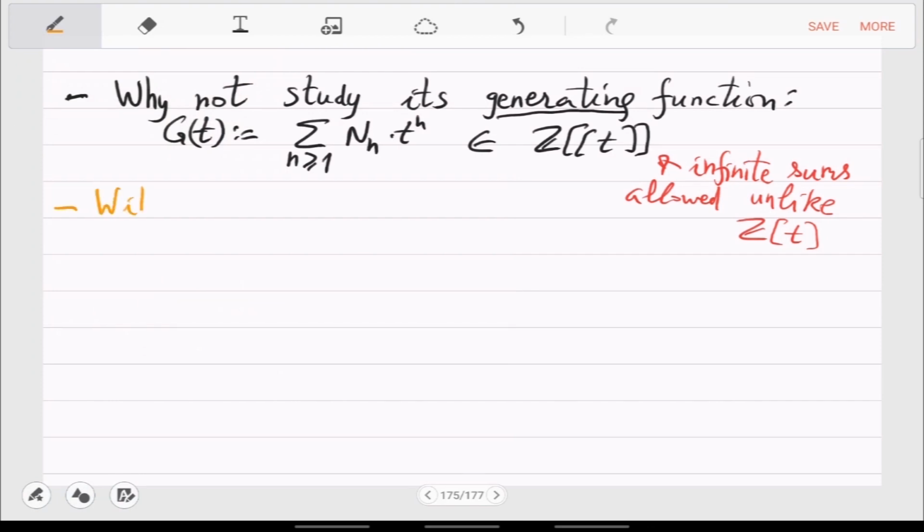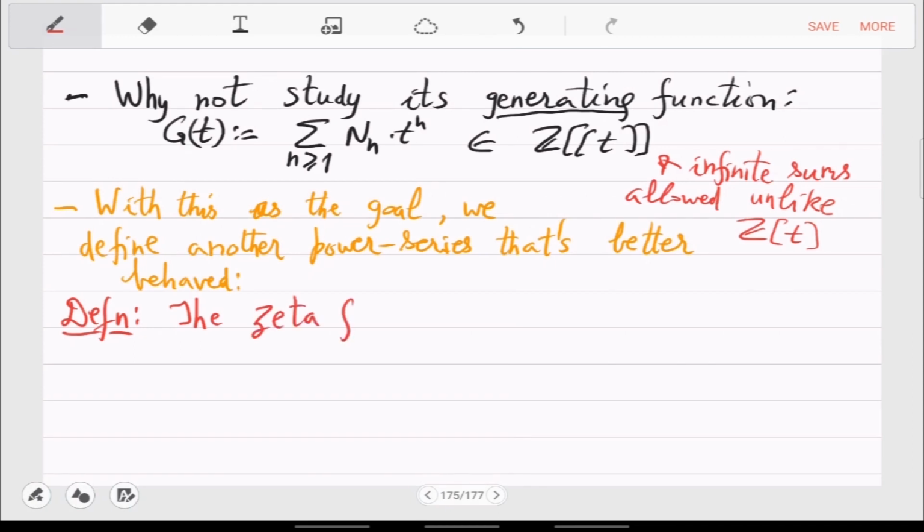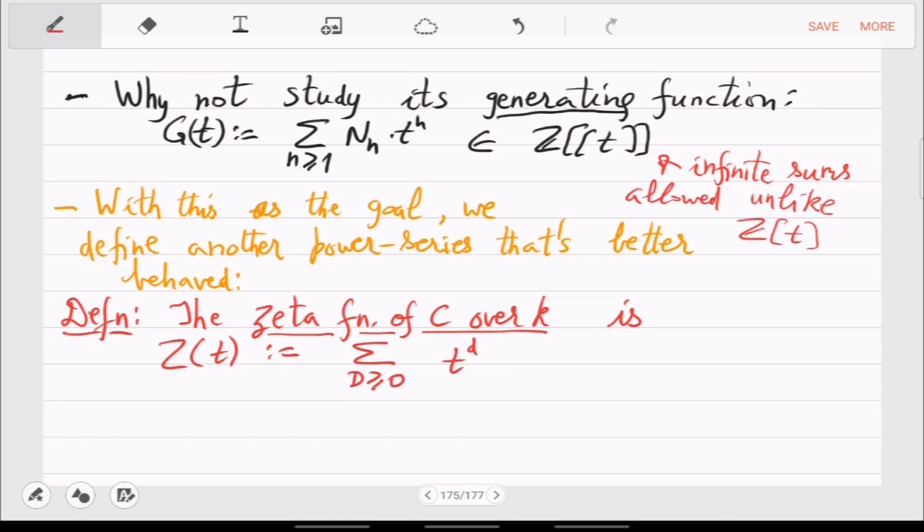Yeah, so with this as the goal, we define another power series that's better behaved. Okay, so that is the zeta function. So the zeta function of C, of a curve over K, is defined as Z(t) equals the sum over all the divisors of t raised to the degree of the divisor.